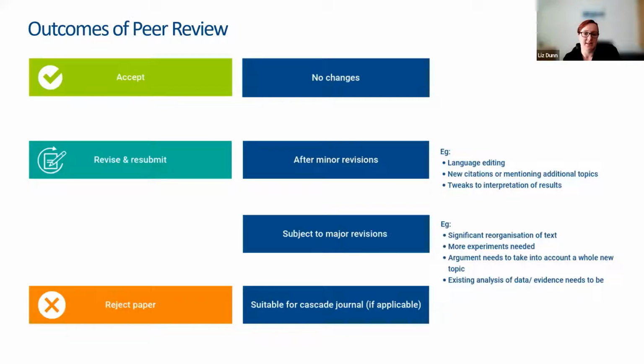So when looking at the possible outcomes of the peer review, it's really unusual that a paper would just be published straight away without any changes at all. If it's not rejected at that stage, revisions are nearly always asked for. They could be minor, such as language editing or adding in some references, or they could be more major, such as even additional experiments required.